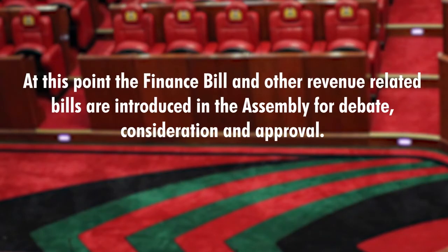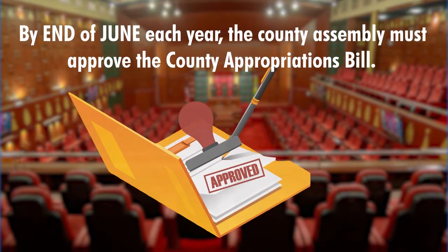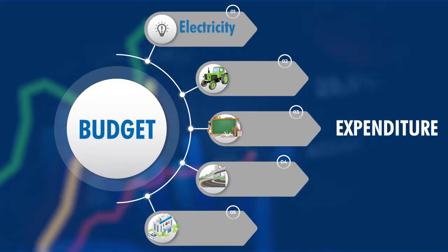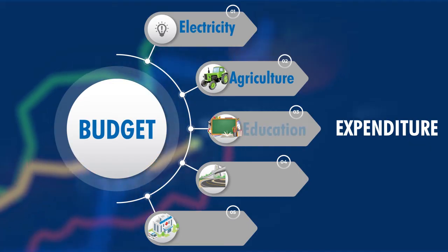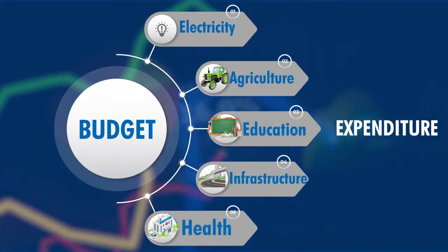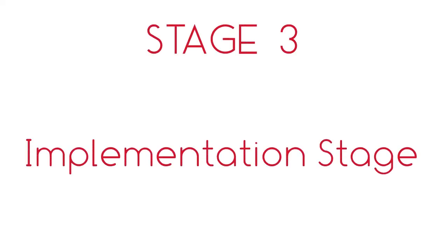At this point, the Finance Bill and other revenue-related bills are introduced in the Assembly for debate, consideration, and approval. By the end of June each year, the County Assembly must approve the County Appropriations Bill. The passage of the County Appropriations Bill into law gives the county government the authority to spend money in line with its budget at the start of the financial year. The third stage is the implementation stage.